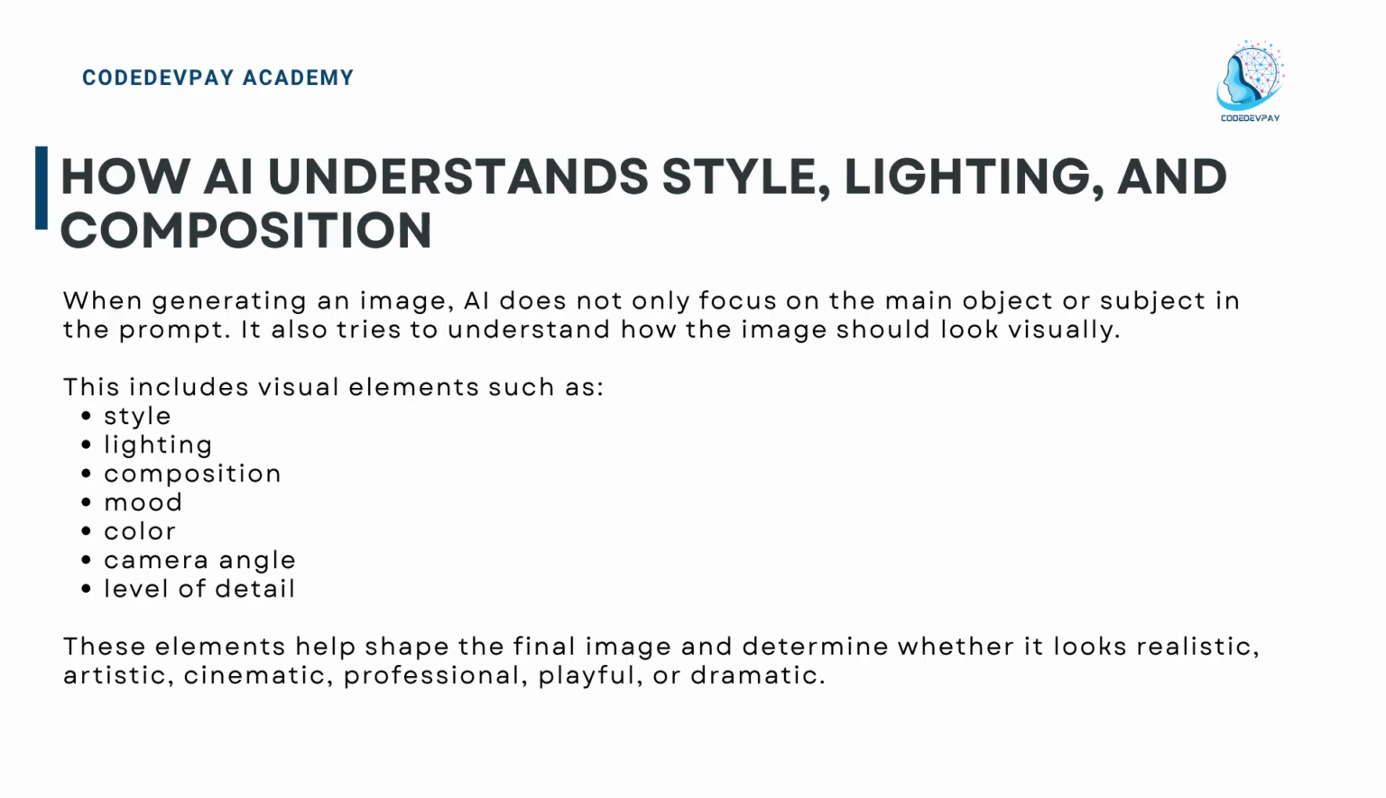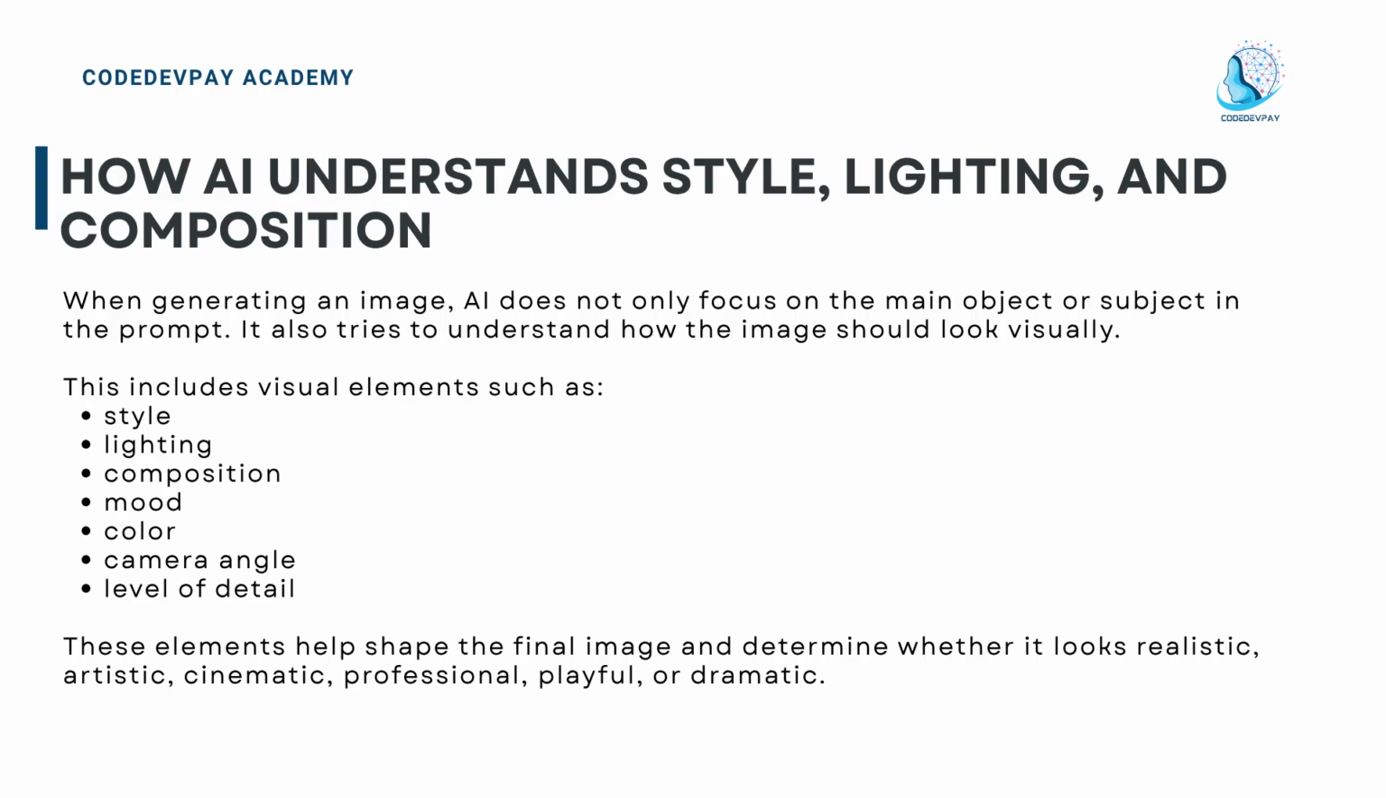What about mood and emotion? Mood refers to the emotional atmosphere of an image. It can make an image feel peaceful, exciting, mysterious, joyful, futuristic, dramatic, or serious. Mood is often created through a combination of color, lighting, style, environment, weather, and scene design.